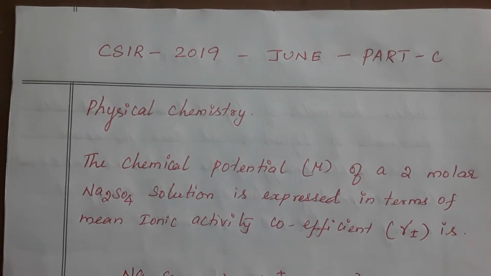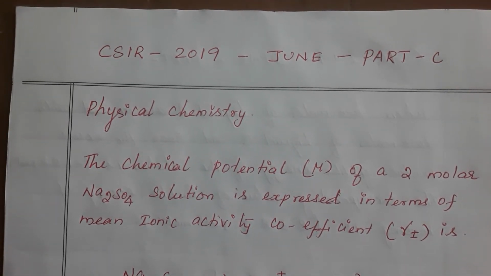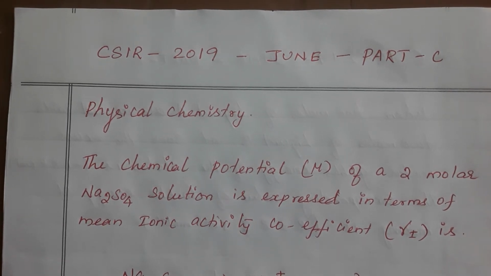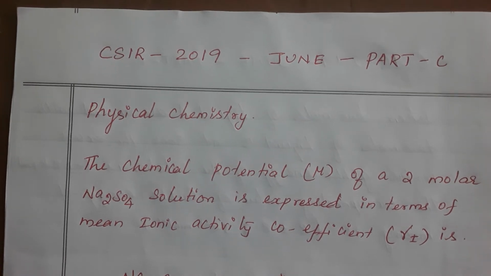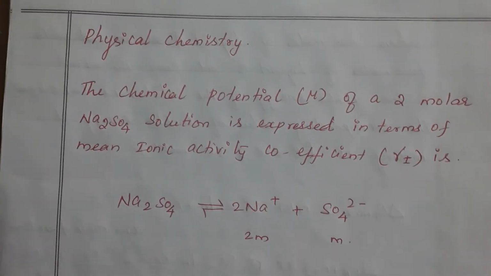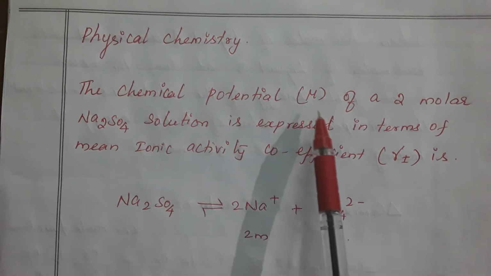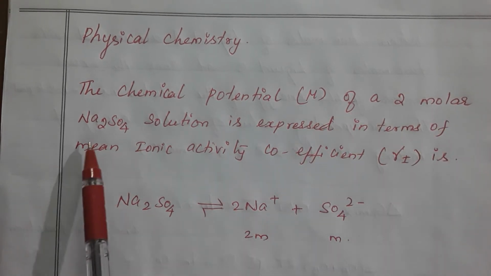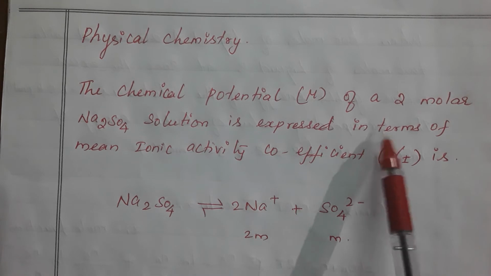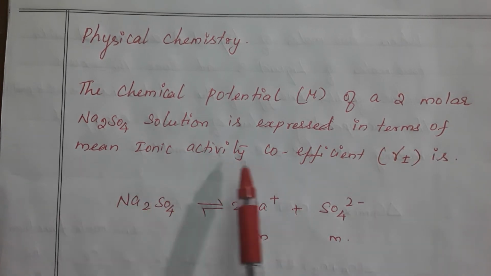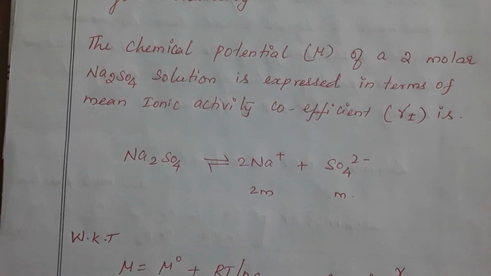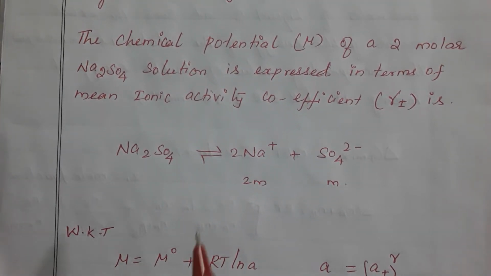Dear students, now we are going to solve the CSIR 2019 June question paper, especially in the part of physical chemistry, in the Part C section. The question is: the chemical potential mu of a 2 molar sodium sulfate solution is expressed in terms of the mean ionic activity coefficient. In my previous videos I clearly explained what is meant by ionic activity and mean ionic activity coefficient.